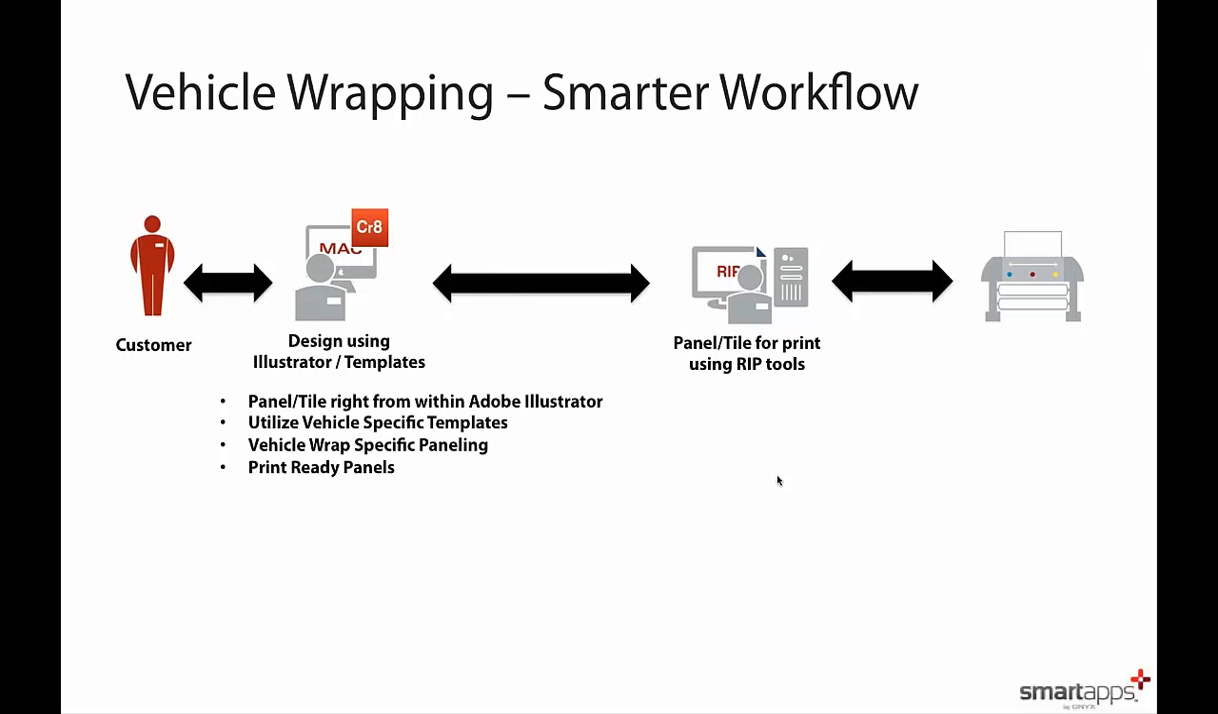With the Vehicle Wrap plugin, all that paneling and all the tiling is done on the Illustrator side. So by the time it gets to the Rip operator, he just has a series of files that are already set up to the size of his media that he just needs to print. So again, if we already have a designer looking at this artwork and playing with the image, if we just give them that extra tool to be able to tile, then they've already got the image open, they can get it done, and then send print-ready artwork to the Rip.